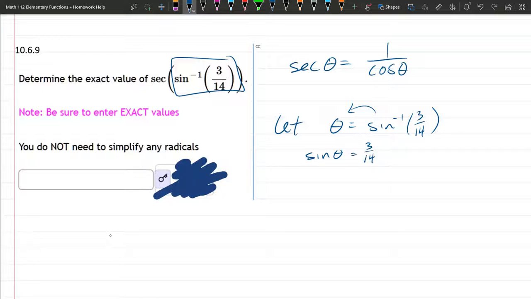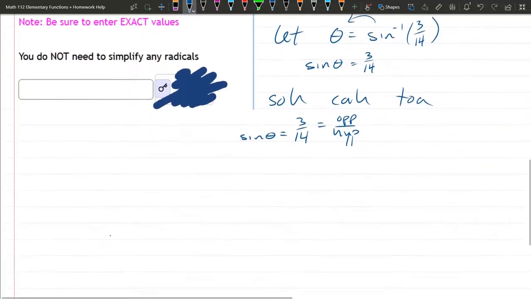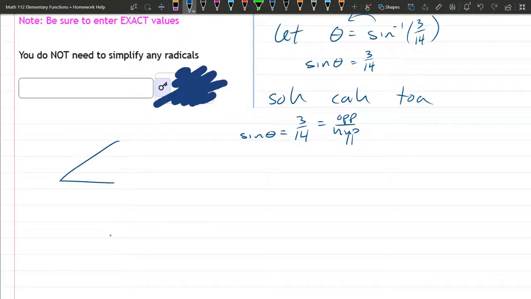Okay, so 3/14 should not be a unit circle value that you know. So I don't know what theta is, but we're about to make a triangle and we're going to use SOHCAHTOA. And we have sine. Sine is 3/14, which is opposite over hypotenuse. Okay. So we'll draw our triangle.